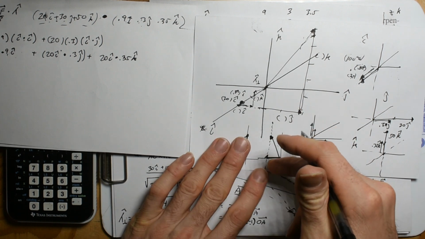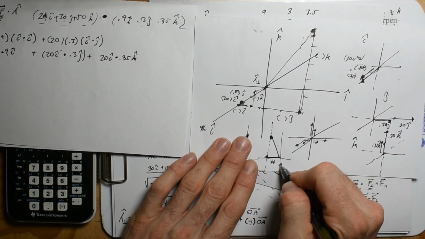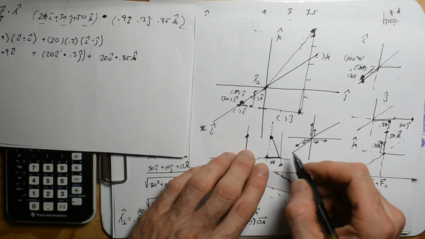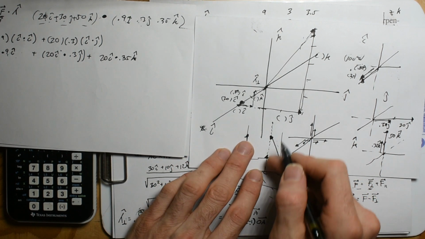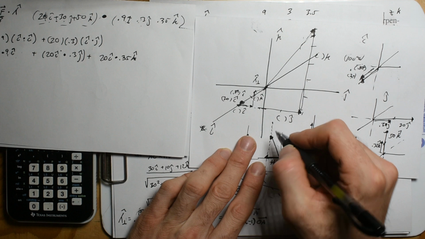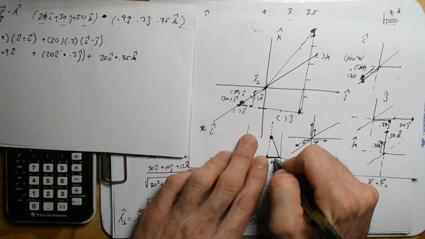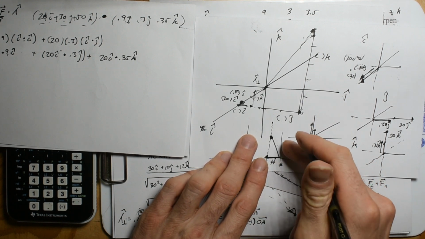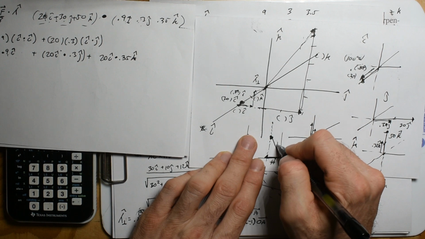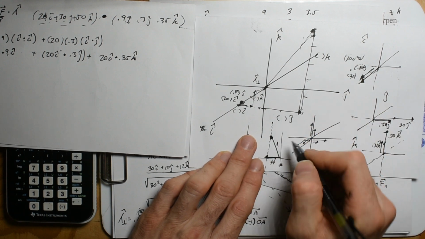Both would yield a different number, but that's the only way where, if one of these is a unit vector, the dot product will give you the component of the vector with a non-unit magnitude. You know what I mean?